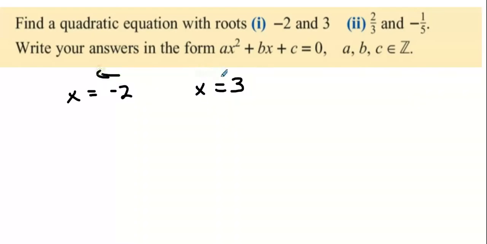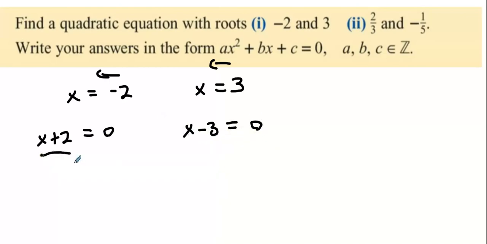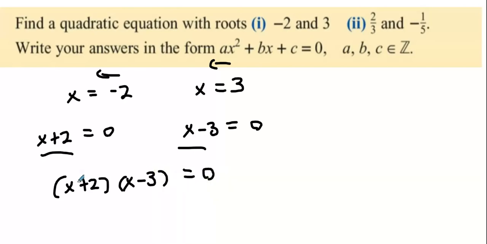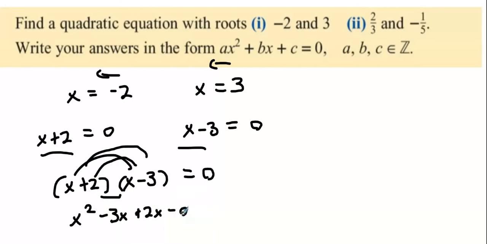So you move the minus 2 and the 3 out the other side, and you're going to get x plus 2 equals 0, and x minus 3 equals 0. Then you multiply both sides by each other, so you get x plus 2 by x minus 3 equal to 0. You multiply them out, and you get x squared minus 3x plus 2x, and 2 times minus 3 is minus 6. In your calculator, put minus 3 plus 2, and you'll find out it's minus 1. And this is the equation you're talking about.